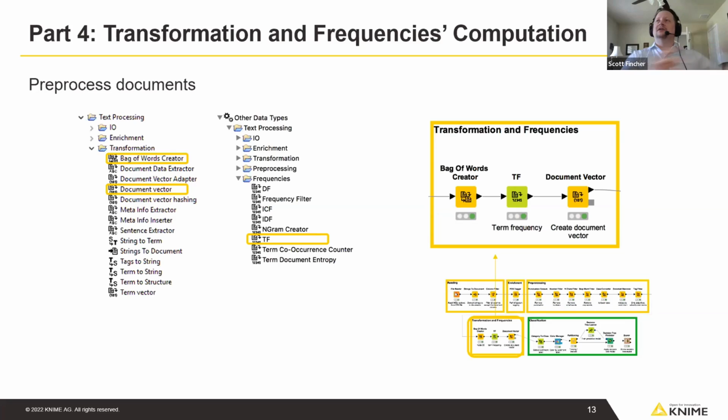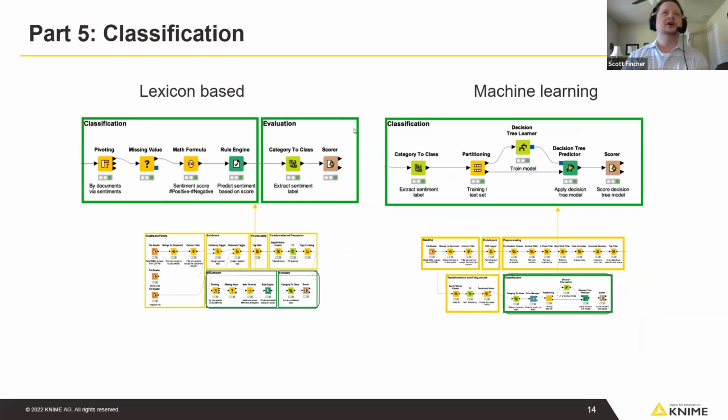But the idea is, again, we have a big matrix. It's a mathematical form that we can then use with our existing KNIME nodes to build models and classifications, and that's what we end up doing in step 5. So you can ignore the left-hand part of this slide since this is for the lexicon-based approach, which we won't use. But in the machine learning approach, we're going to do what we always do when we build models in KNIME. We're going to partition the data into a training and test set.